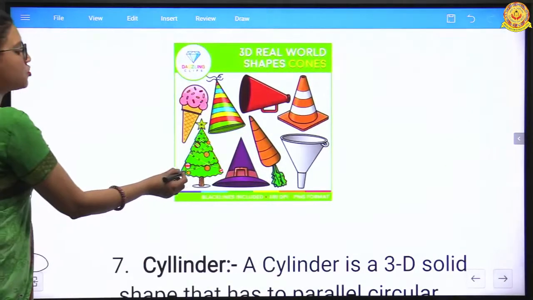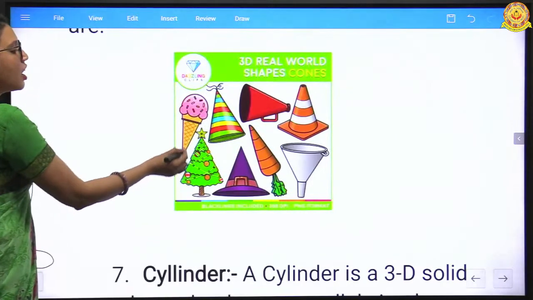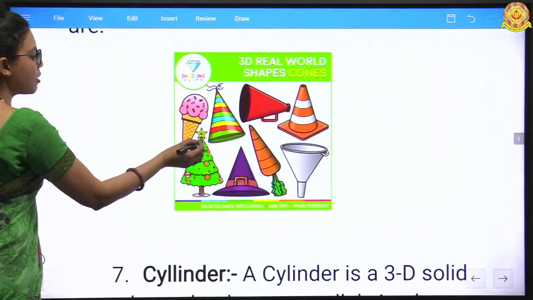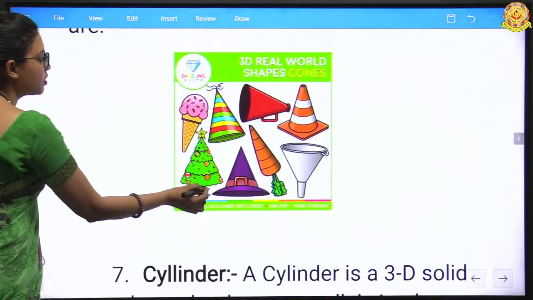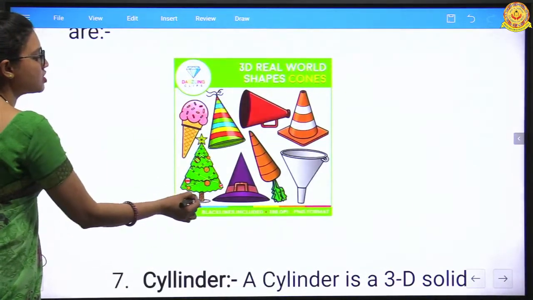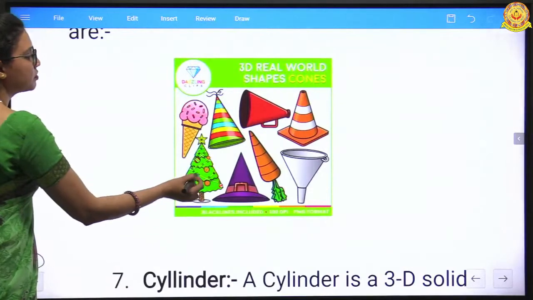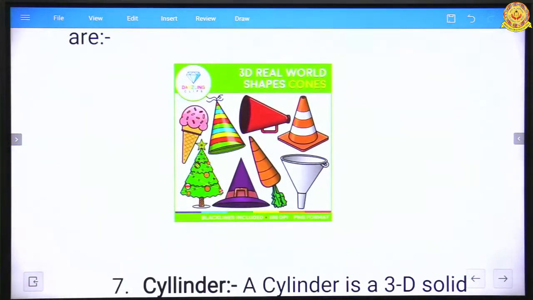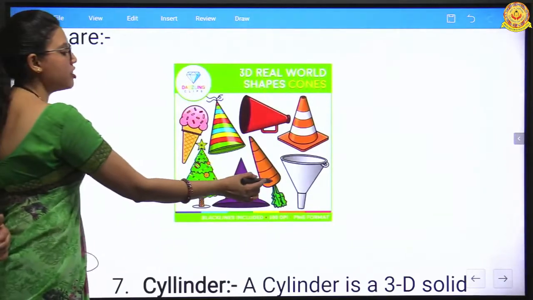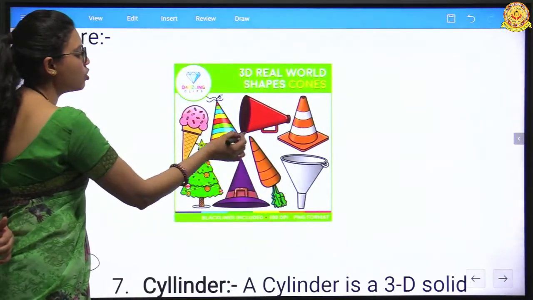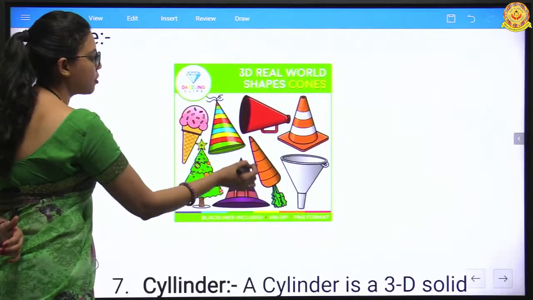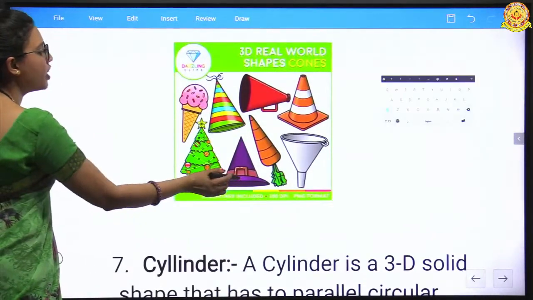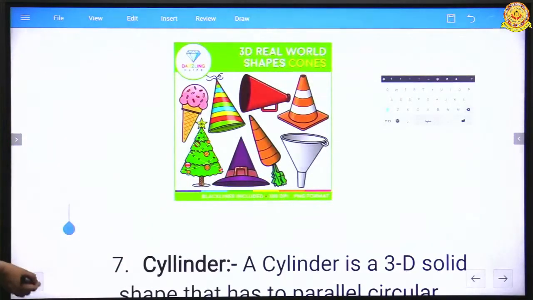The Christmas tree is also looking like a cone shape. It has 2 edges, one vertex and apex, and from the downward side it has a circular shape. It is also a 3-dimensional shape. The carrot, if you have ever seen the carrot, is also looking like a cone shape. A regular hat is also looking like a cone shape.